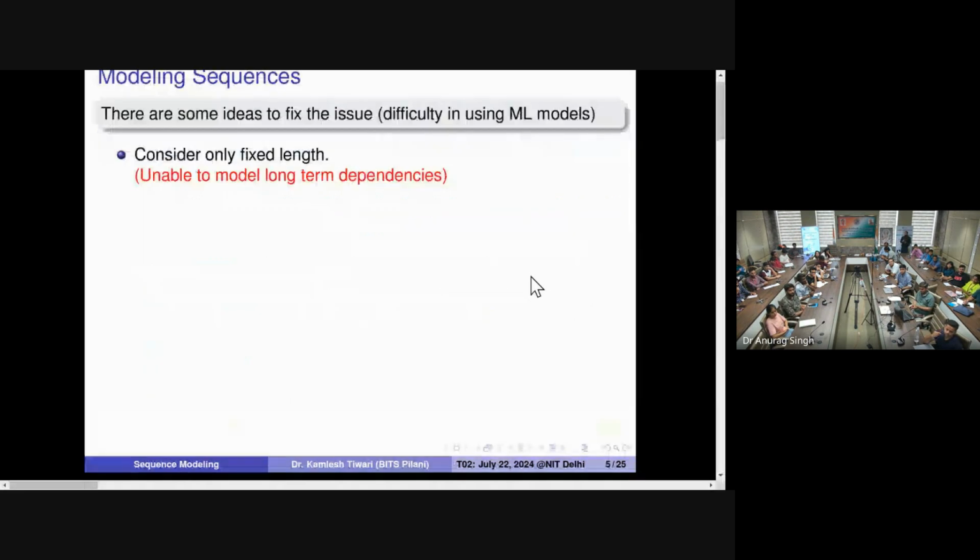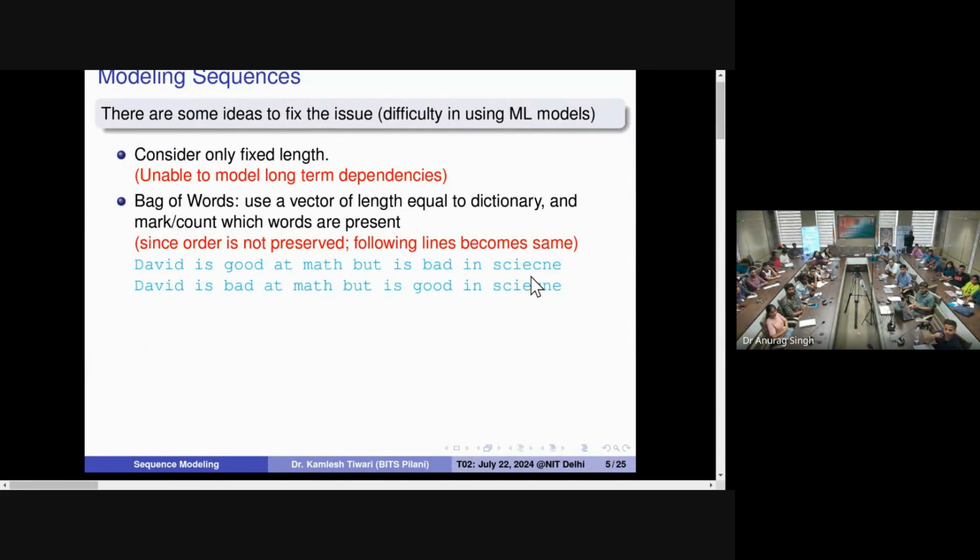And again, there are 2 different kinds of problems that our models have. Generally machine learning models take fixed size input, and therefore we have to solve this particular problem. So how can I solve this problem? Let's assume that my size is not fixed length. So what should I do? One approach would be that you take a fixed length. Forget about whatever came earlier, just take the 10 sentences or whatever. But as we have just discussed, if you consider only fixed length, we are unable to model the long-term dependencies. Okay.